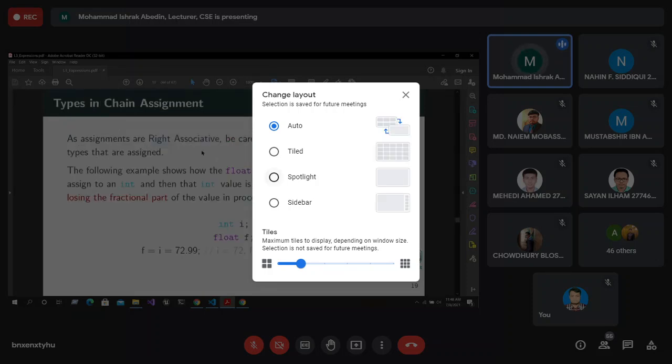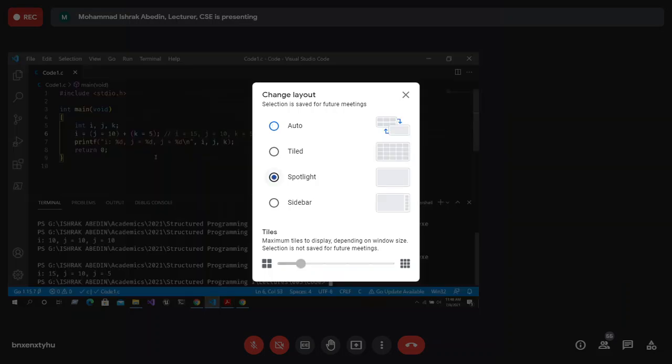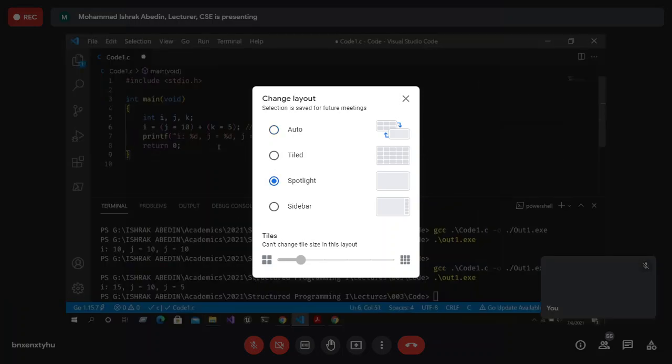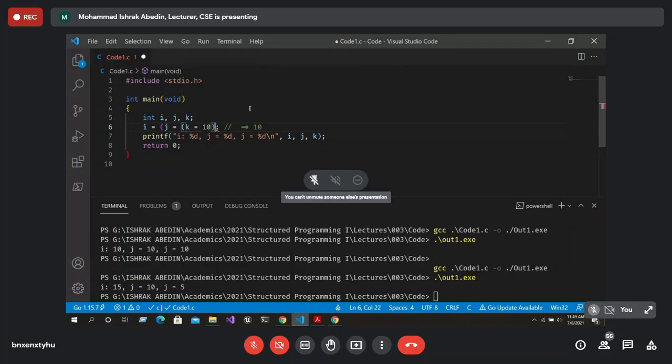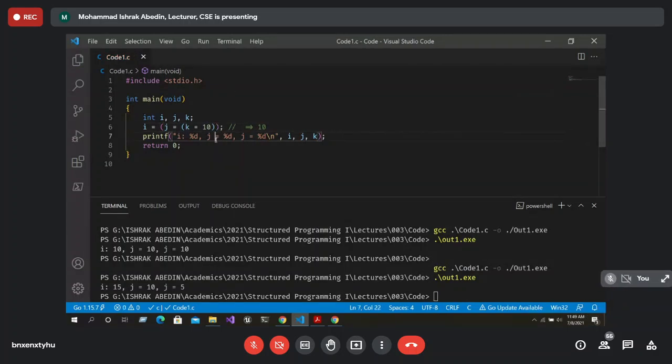So since they are right associative, how this statement is evaluated is like this. First, the rightmost assignment is grouped together, and then the one before that. This is completely similar to the previous one. This is how the compiler groups them together.